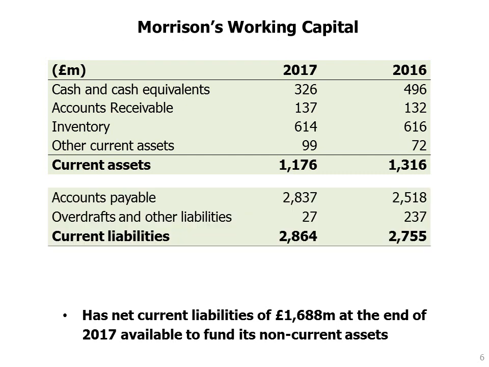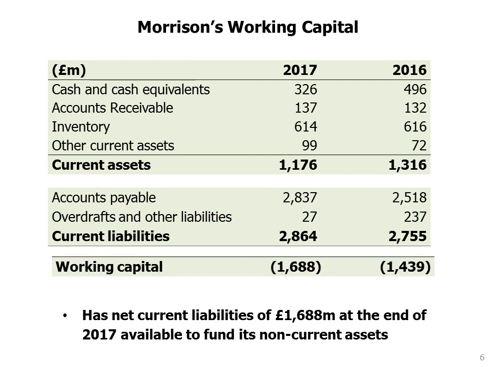Dwarfed by their current liabilities. So accounts payable 2837. This is the amount that Morrison owes its suppliers at the end of 2017, considerably larger than the value of the stock that it holds. So working capital, net current liabilities of £1,688,000,000, and that is available to fund its non-current assets. This is a source of free financing, so it's much more attractive than relatively expensive long-term financing from an investor.